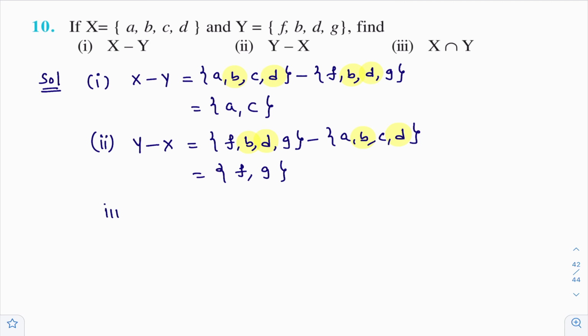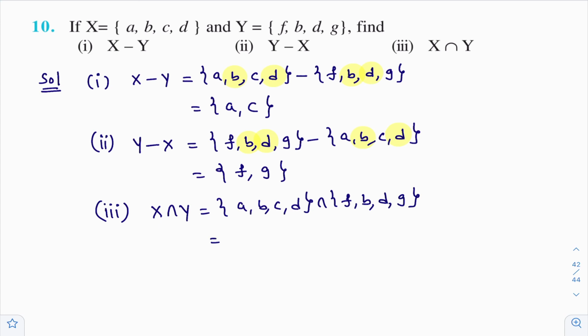Now see the third bit. Third bit is very simple actually. What are they asking? They are asking x intersection y. What is x intersection y? X is A, B, C, D, intersection. What is y? Y is F, B, D, Z. So here intersection of these two sets means the elements which are common in both. B is the element which is common in both. D is the element which is common in both. So what will we write for intersection? The elements which are common in both. So what are the elements which are common in both? B, D. This is a very easy problem, right? I hope you understand this.